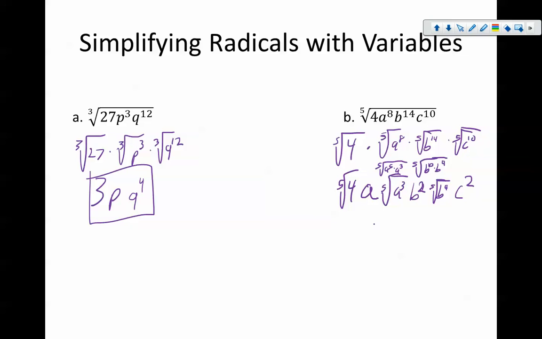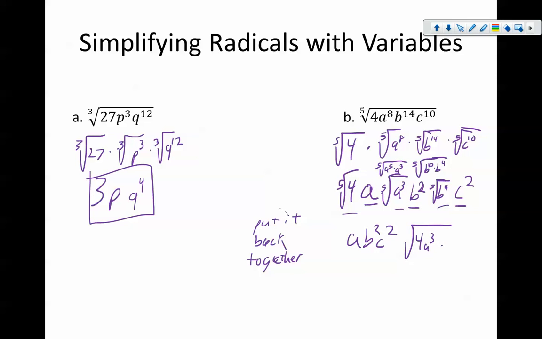So now, how do we write our answers? Put it back together. Anything that is beneath the root stays beneath the root, and anything that's outside the root comes outside. So here's an outside, outside, outside. This is a b squared c squared. And then 4a cubed and b to the fourth, they're in the root, so I'm going to keep them in the root.